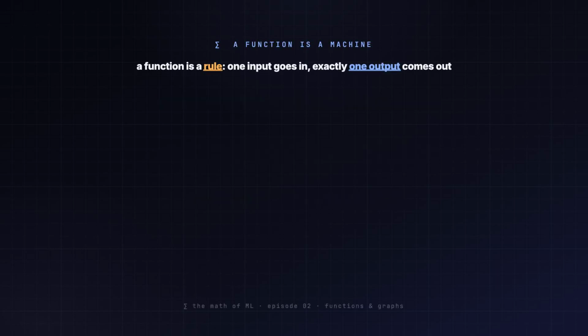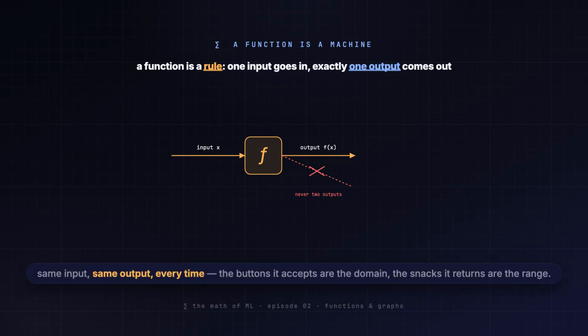Picture a vending machine. Press a button, the input, and out comes exactly one snack, the output. Same button, same snack every time. That reliability is the whole definition of a function. One input, one definite output. The set of buttons it accepts is the domain. The set of snacks it can dispense is the range.